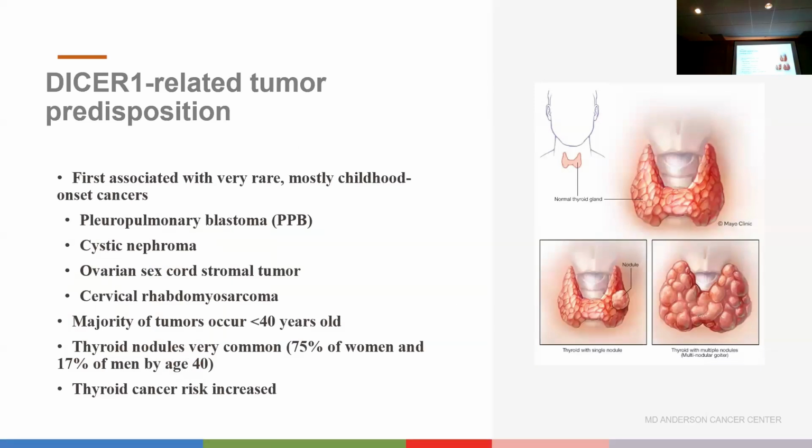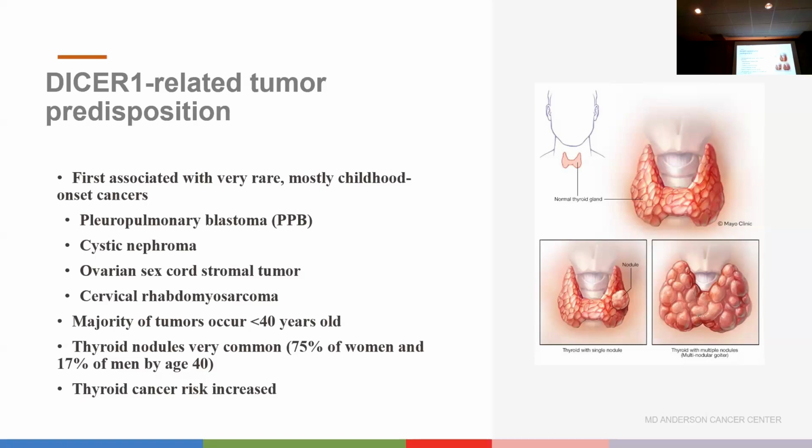The third condition I'd like to highlight is a condition that we have more recently discovered, just in the last maybe decade or so. It's called Dicer1 related tumor predisposition. The gene in this case is called Dicer1. And mainly the cancers and tumors that we see in people with this condition happen in early childhood.